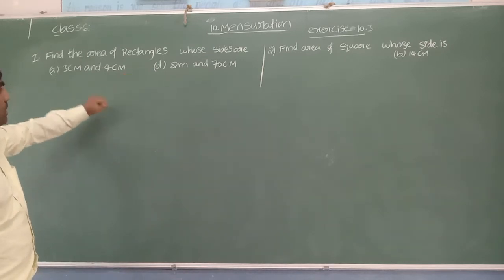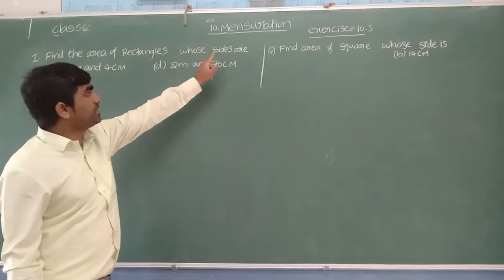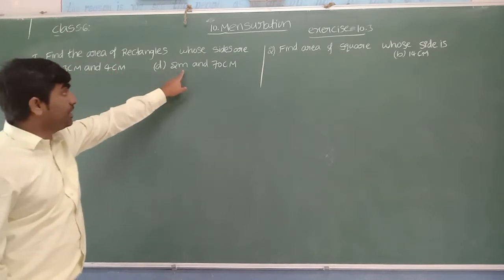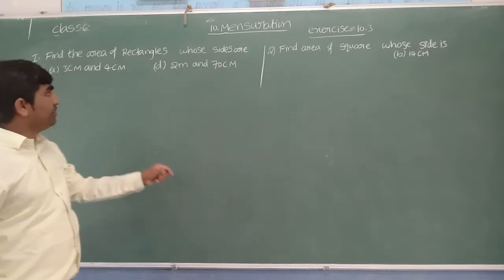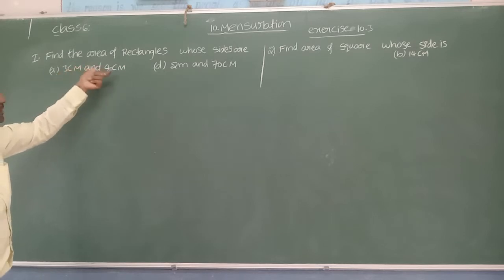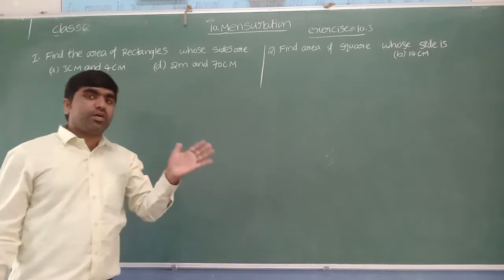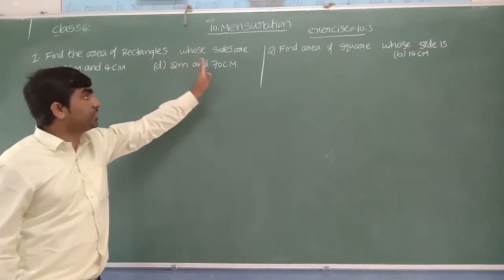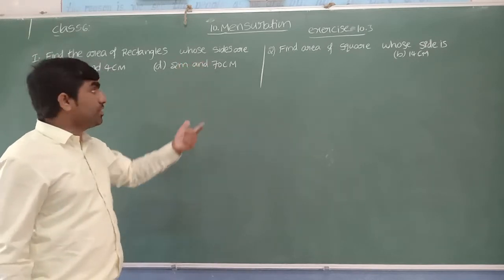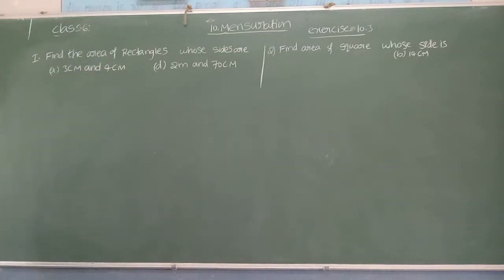Here from exercise 10.3, first bit you can see better. Find the area of rectangles whose sides are 3 cm and 4 cm, 2 meters and 70 centimeters. If you see the first one, centimeter, both are the same units. Length and breadth are the same units. But here both are different units. And keep in mind that when you are going to find the area, the length and breadth must be the same units. Now convert both in terms of centimeter or convert both in terms of meter. Then you can find the area of that rectangle.